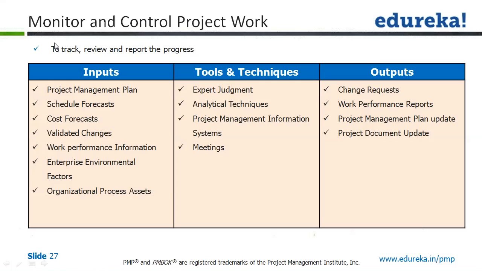Once we go to the tools and techniques, you will see they are more or less the same as for the previous process, which is expert judgment, project management information systems, meetings, and change request. Output is a change request, work performance reports, project management plan update, project document update. So these are going to be the outputs of the monitor and control project work.